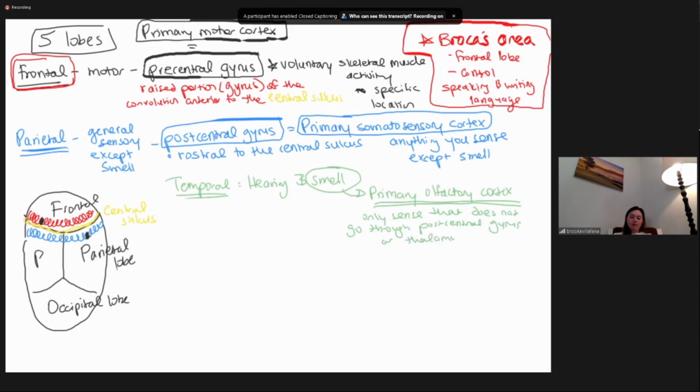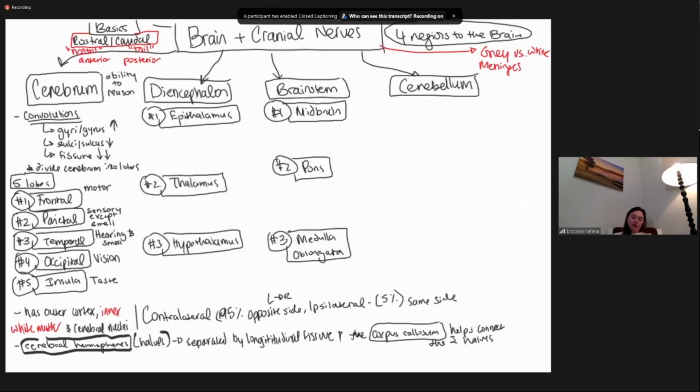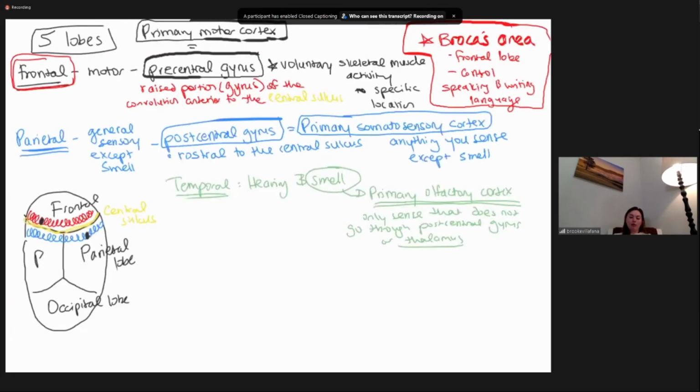or the thalamus. So the thalamus on this outline is a switching station for sensory information, except smell. So the thalamus redirects information, telling it where to go based off of that primary motor cortex or that primary somatosensory cortex. So again, the thalamus would redirect to the primary motor cortex or the primary somatosensory cortex located on the frontal and parietal lobes, but not for smell, right? So the primary olfactory cortex, we have smell being the only sense that does not go through the postcentral gyrus or the thalamus.